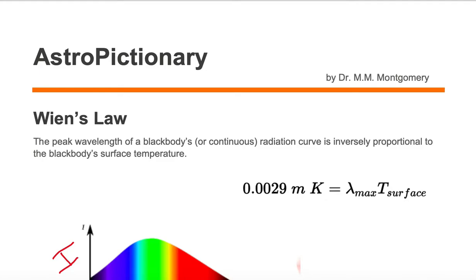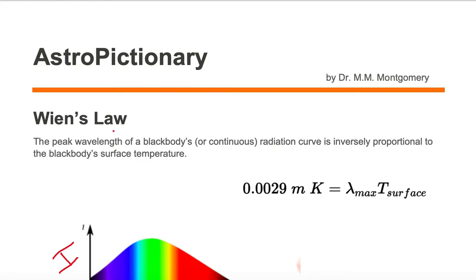Wien's law: the peak wavelength of a black body's, or continuous radiation, curve is inversely proportional to the black body's surface temperature. So we have a black body. It is a hot, dense object. It could be a gas, a liquid, or a solid. For example, it could be a star. And we want to know the surface temperature of the star and the peak wavelength of that star.